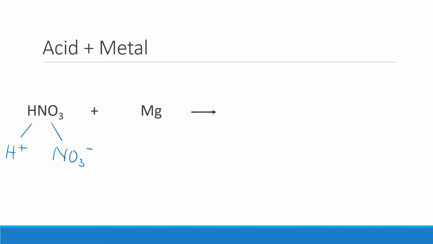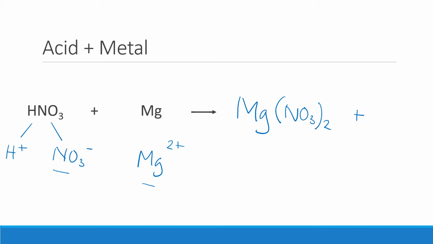Now, magnesium, when it forms an ion, it's in group 2 on the periodic table, so it has 2 valence electrons. It loses those 2 valence electrons, and it makes an ion with a 2+ charge. So when we put the magnesium and the nitrate together, we're going to need 2 nitrates to balance the 2 positive charges. So the formula there is Mg(NO3)2. And the other thing we get, of course, is hydrogen gas. Hydrogen's a diatomic molecule, so it's H2.